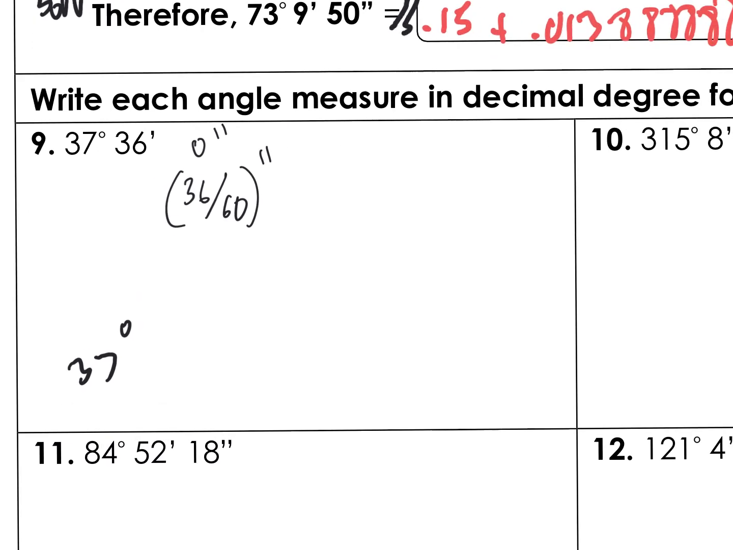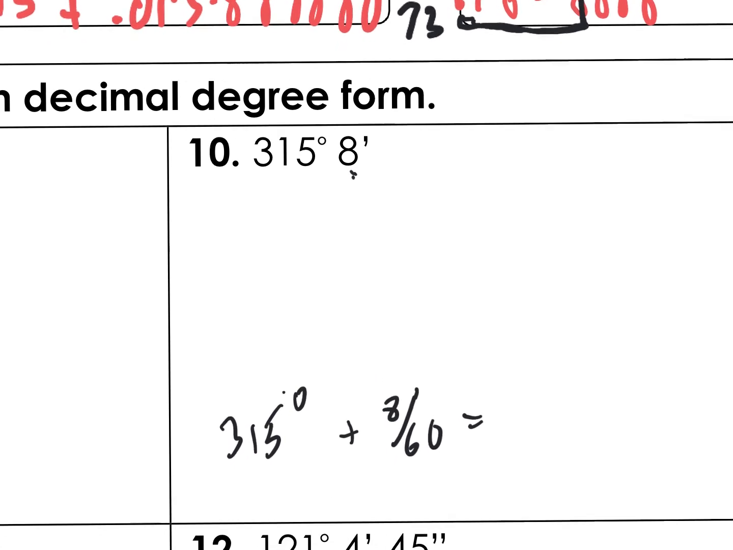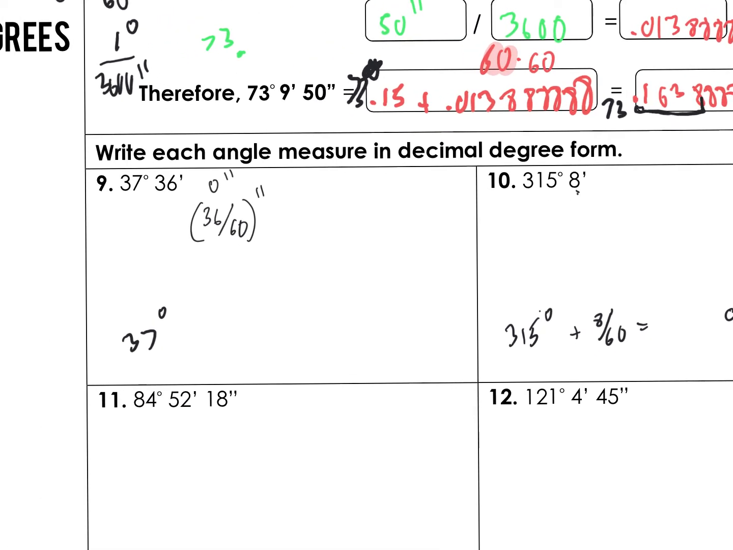The next problem, I'm going to do a couple together at the same time. Again, only minutes. So it's going to be 315 degrees, and then I'm going to have to go basically plus the 8 divided by 60. That's what that's going to look like. Okay? That'll give me a total of degrees at the end. Let's do those two. Number 9.